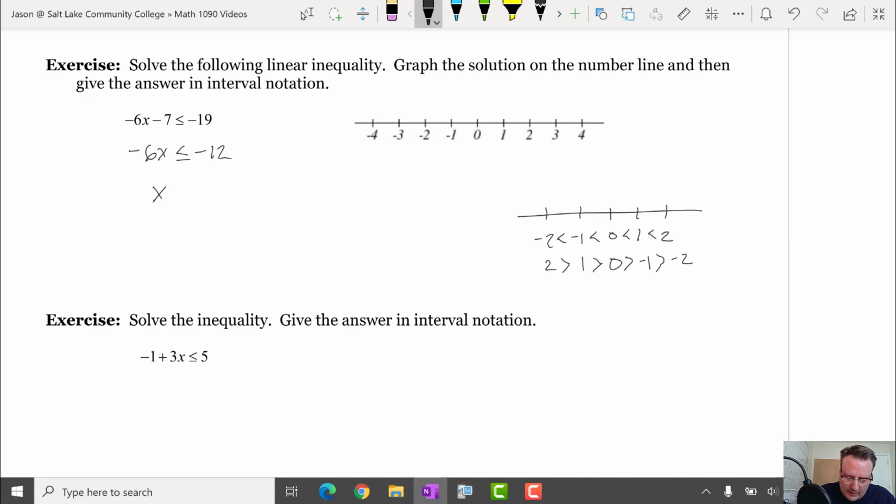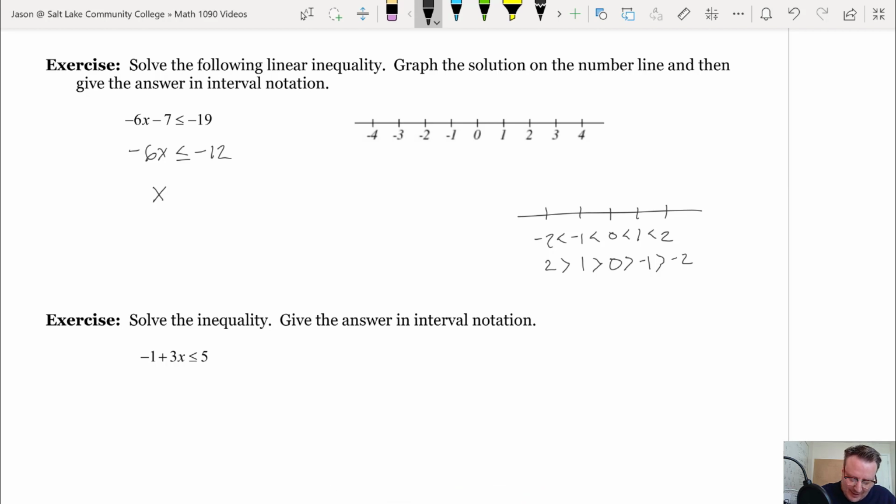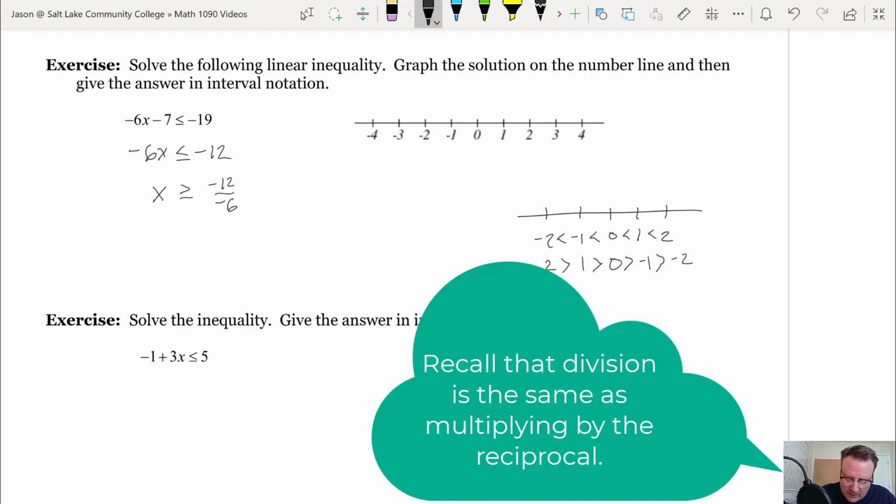6, I end up with x is less than or, sorry, I made the mistake I wasn't supposed to. x is greater than or equal to negative 12 divided by negative 6, which is equal to 2. So we end up with x is greater than or equal to 2.